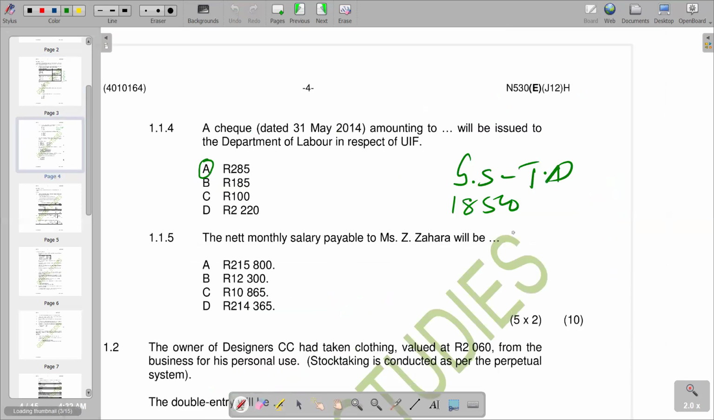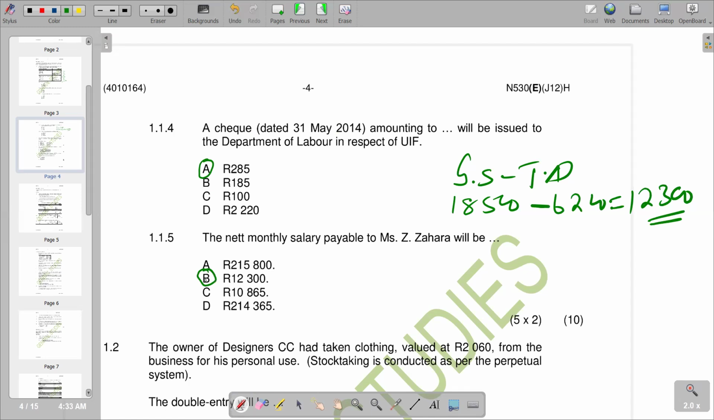Now we are saying 6,200, then you subtract from the gross salary. So you're saying 18,500 minus 6,200, which is our total deductions. We calculate it there and say 18,500, then you subtract 6,200. We are going to get your 12,300. So if you check there, according to the answer that we have, it's B. So B is the correct answer.